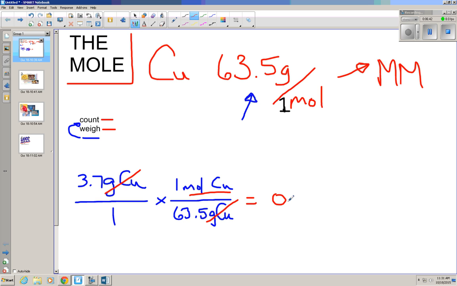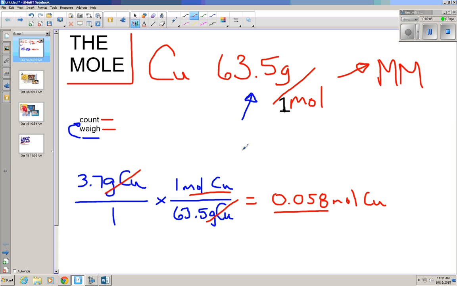This is 0.058 moles of copper. Does that number make sense? A lot of people look at this and they're a little bit unsure because this number seems a little small. It's so small it seems wrong, but it's actually okay.